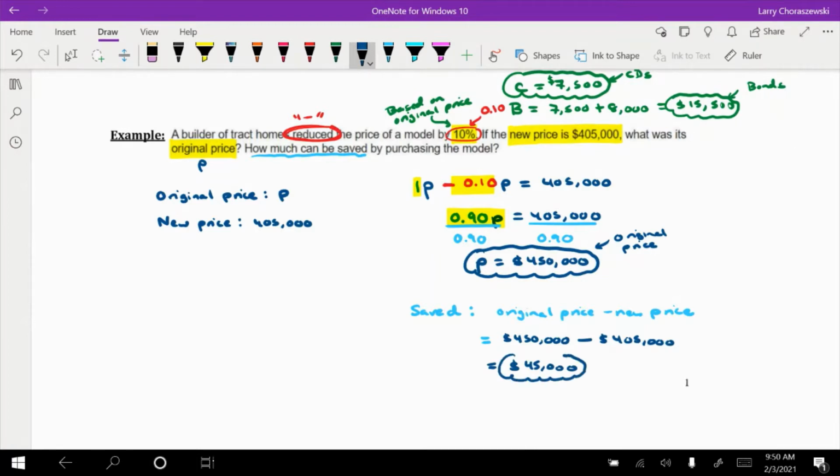So by reducing the original price by 10%, the seller is knocking off $45,000. And so the purchaser, I guess theoretically, would be saving that much because he or she is now purchasing it at 90% of the original cost. So that's quite a deal in my opinion.